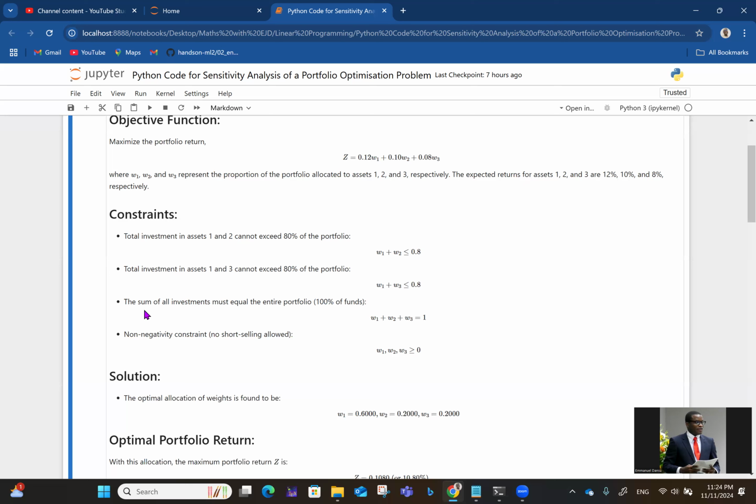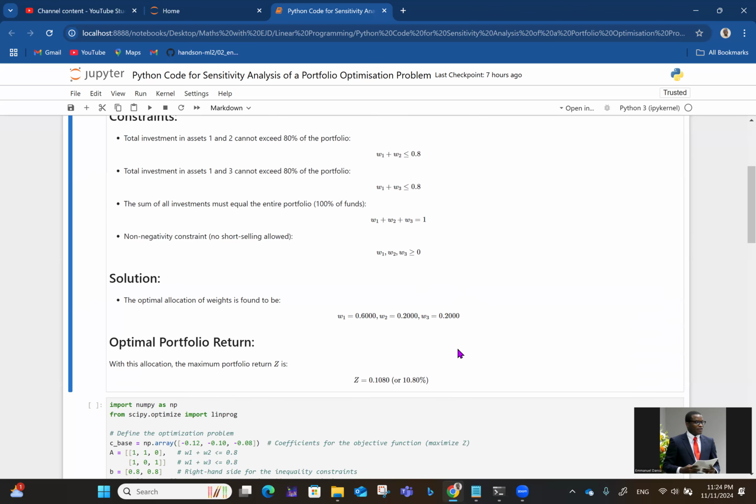Then, of course, the sum of all investment must equal the entire portfolio, which is 100% of funds. So you have W1 plus W2 plus W3 equals 1. That's the sum of all the proportions will add up to 1, talking about the whole investment. And there's a non-negativity constraint, which in practical terms would mean no short selling is allowed. So that's why W1, W2, W3 are all greater than or equal to 0.